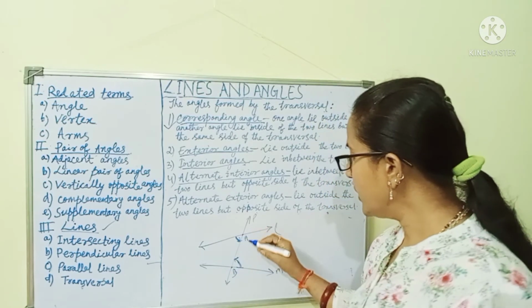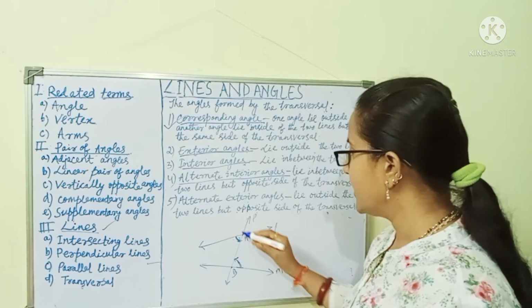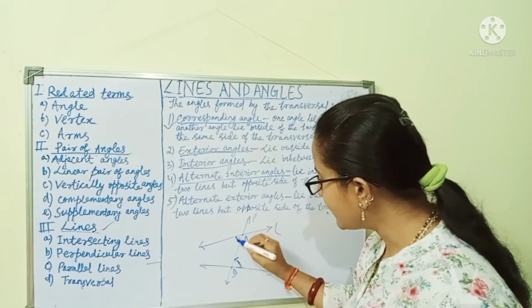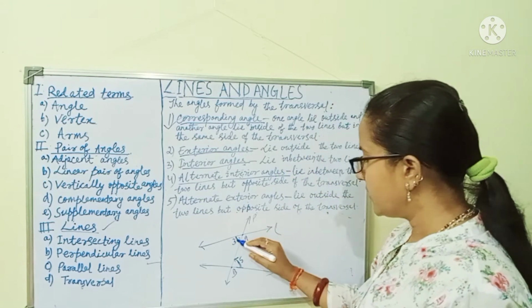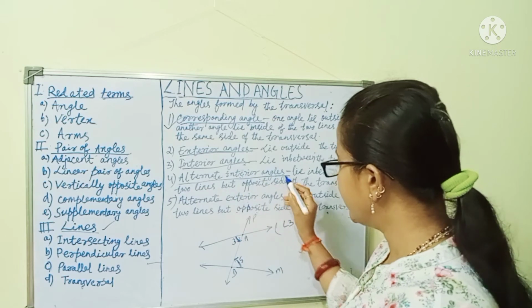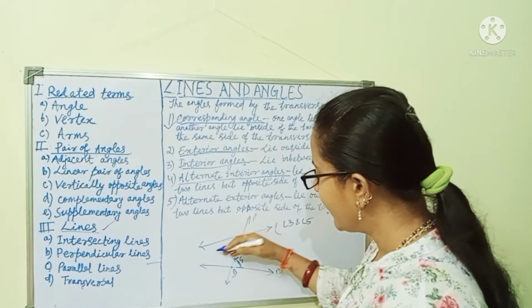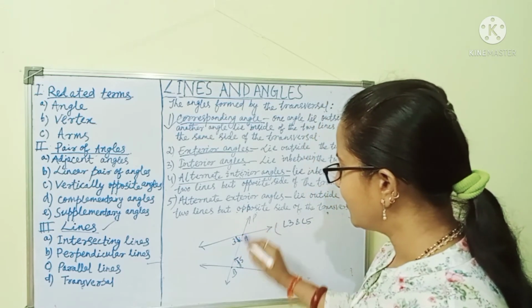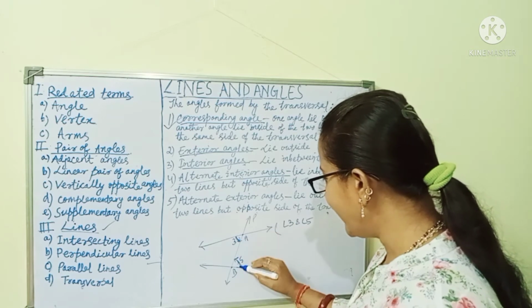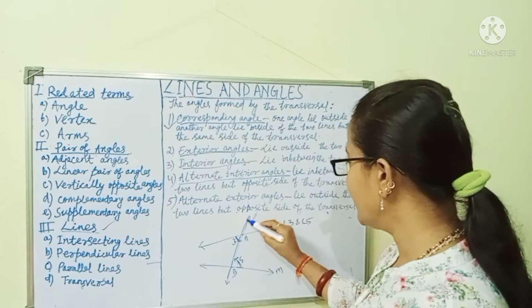Now this angle and this angle are the two interior angles, because here I am discussing alternate interior angles. So this is the third angle and this is the fifth angle. The third and fifth angles are the alternate interior angles, because these are interior angles that lie between the two lines but on the opposite side of the transversal.